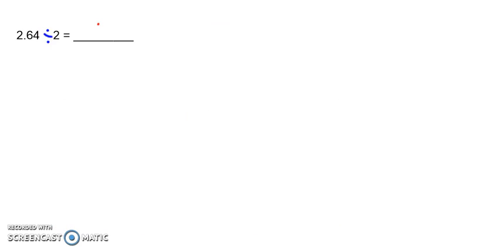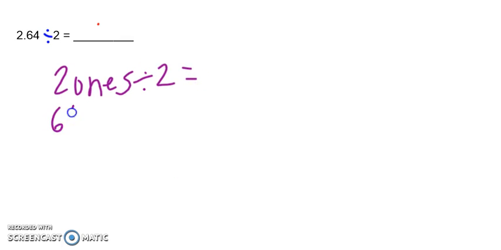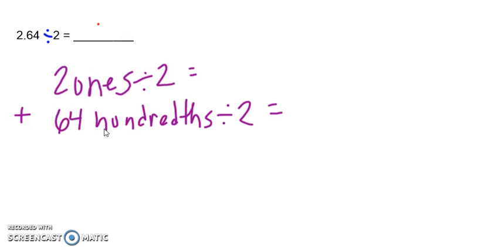One more way to show you how we can break this apart a little bit further. 2 and 64/100ths divided by 2. I'm going to split this into two different problems. So I'm going to look at it as 2 ones divided by 2. And I'm going to look at it as 64/100ths divided by 2. 2 ones divided by 2 equals 1. 64/100ths divided by 2 equals 32/100ths.